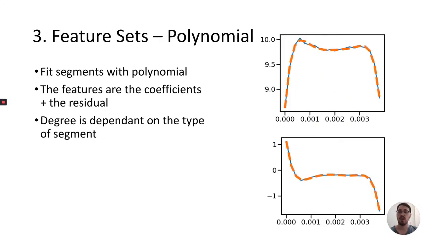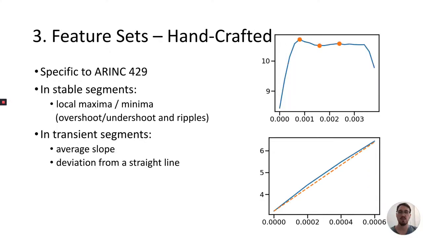Polynomial. Here we try to design a feature set that is aware of the protocol. We fit each segment with a polynomial and take the coefficients and the residual as features. The degree of the polynomial depends on the type of the segment. Handcrafted. This feature set is even more protocol specific. We quantify ripples we saw in the low and high segment types by taking the difference between local extrema. For the transient segments, we measured the average slope and the deviation from a straight line.